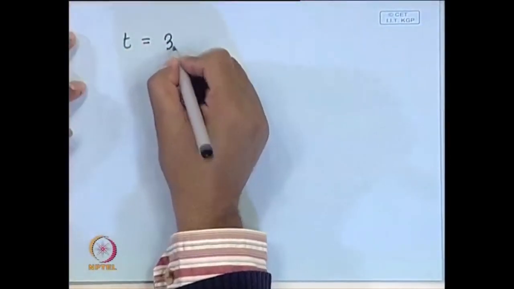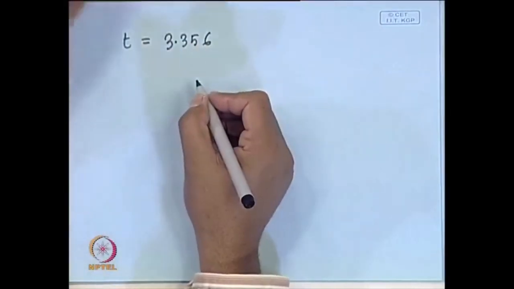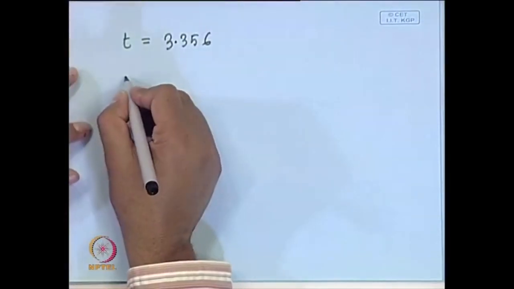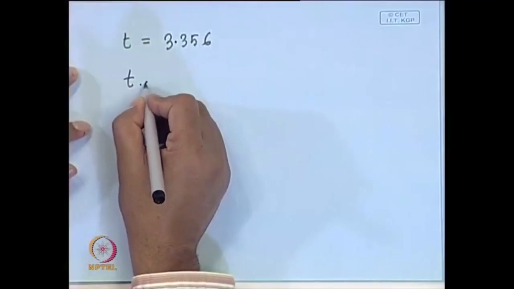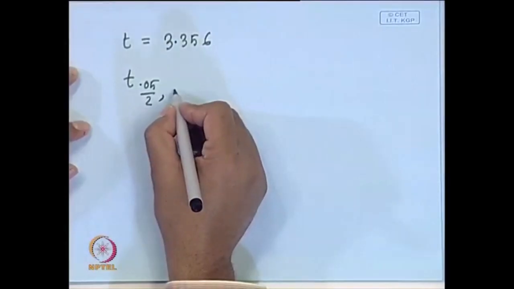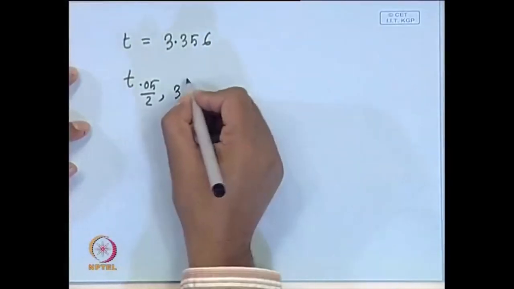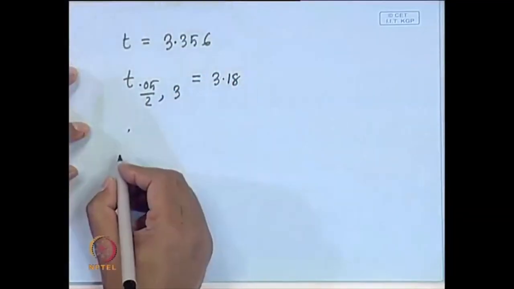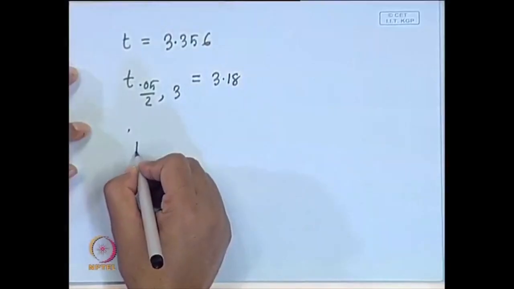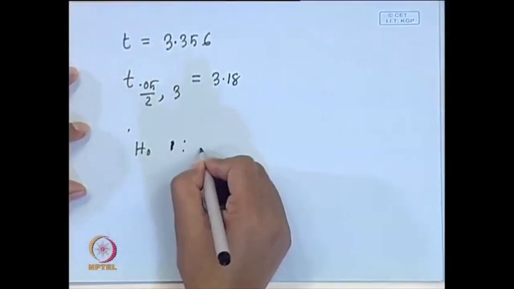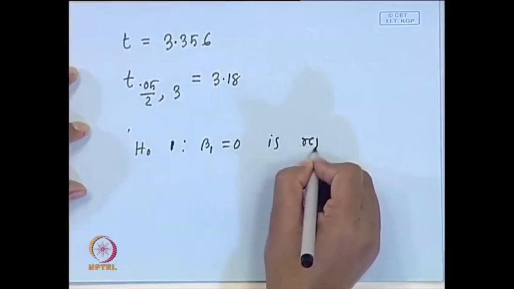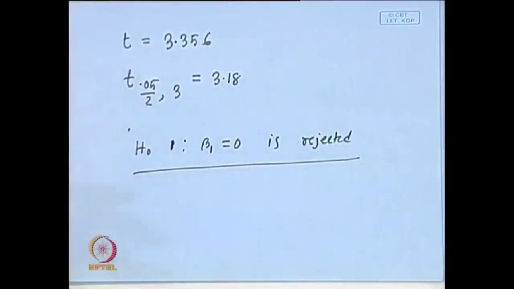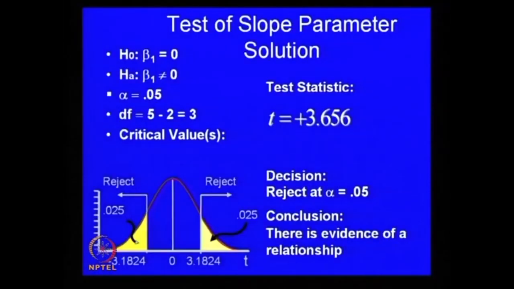Okay. So, the observed t value is 3.356, and from the table you find the value of t alpha by 2, here alpha is equal to 0.05 by 2, and degree of freedom is n minus 2, n is 5, so this is equal to 3, this is going to be 3.18. So, since t is greater than this quantity, we conclude that H naught, that is beta 1 equal to 0, is rejected. That means, we say that there is a linear relationship between the regressor variable and the response variable.